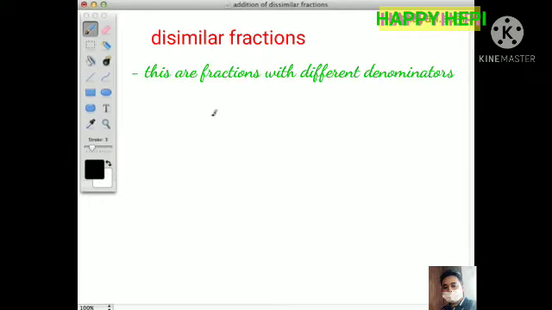So for today, we will learn how to add dissimilar fractions. So when we say dissimilar fractions, these are fractions with different denominators. So let's start with the first example.